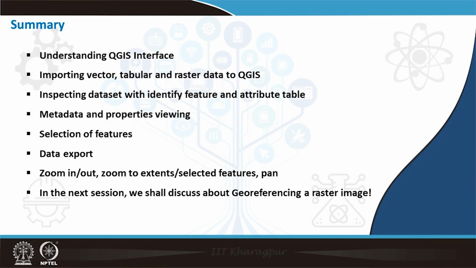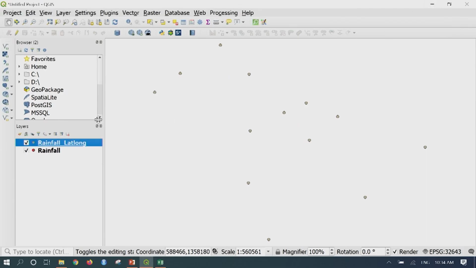Now to summarize today's class, we have understood the QGIS interface, how QGIS looks, what are the different panels or what are the different toolbars. The first one is menu bar, second one is toolbar, third one is browser and layer panel, fourth is map display area onto the right, and the last one is your status bar which shows you coordinate and other details. We also saw how to import a vector, tabular data and a raster data. The vector data being rainfall and district shapefile. Tabular data we also saw how to bring in a CSV file and raster file also.